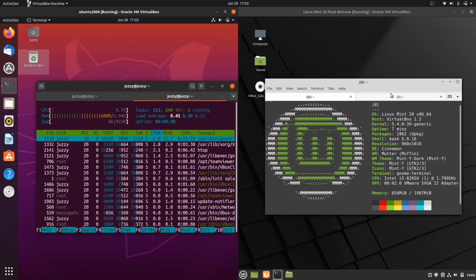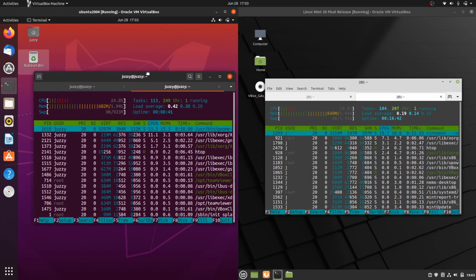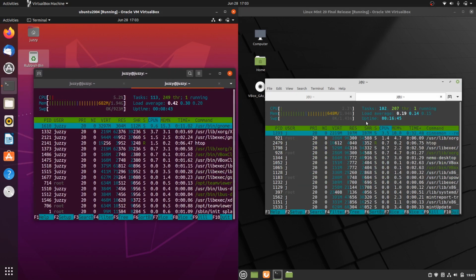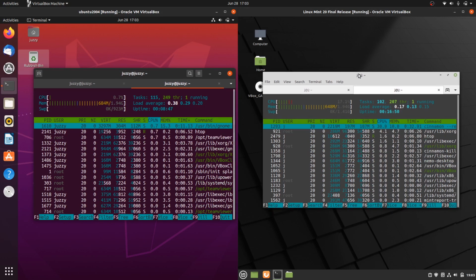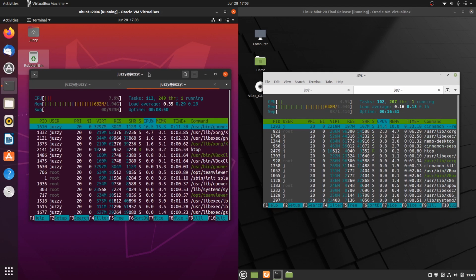So if we were to jump across to some of the basic figures here, we can see that for the most part the CPU does idle out, which is really nice to see. A couple of spikes here and there, but otherwise, having a look at the RAM, this is where it gets interesting.